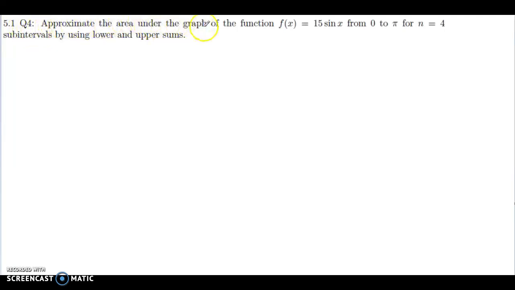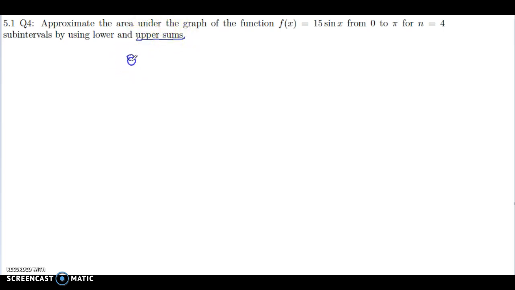Approximate the area under the graph of the function f of x equals 15 sine of x from 0 to pi for n equals 4 subintervals by using the upper sum this time. Again, we recall the upper sum formula.